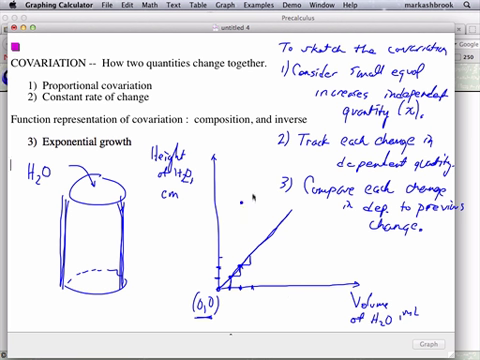Okay, so this is what we want to do. We want to add equal amounts. If it's a bottle problem, we're going to add small, equal amounts of water, and then we're going to track what the height does, and how each change in height compares to the previous change in height.